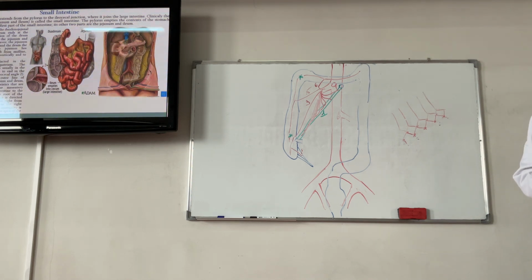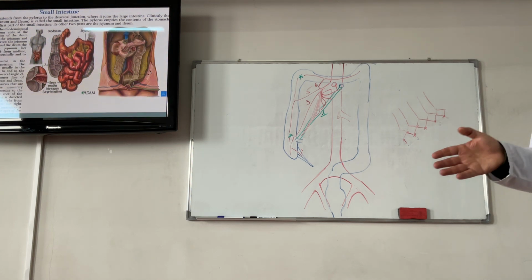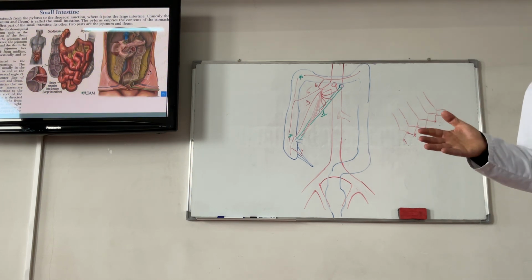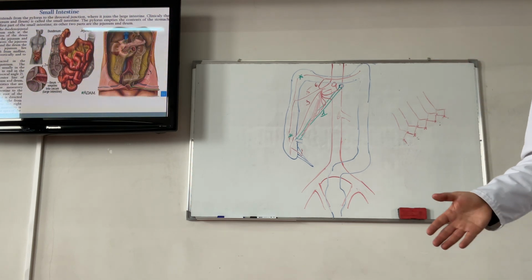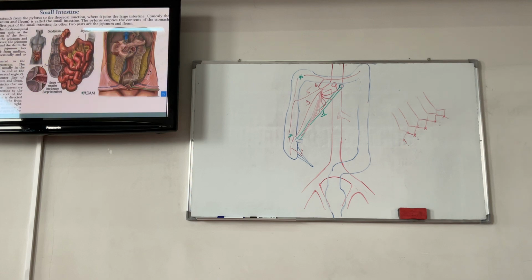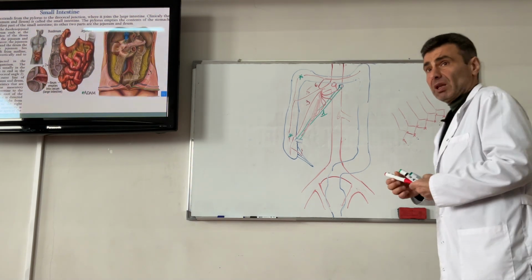The 6th artery is the last branch of the superior mesenteric artery. By artery 6, the superior mesenteric artery is finished. And the other parts will be supplied by the inferior mesenteric artery. Is it understandable for you? Okay, great. Now let's do it.